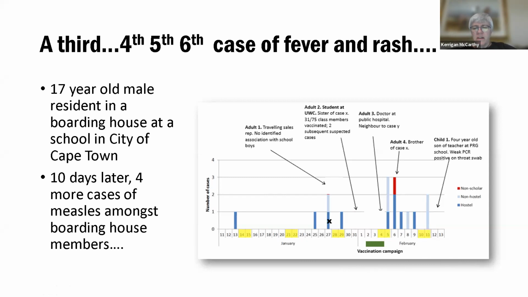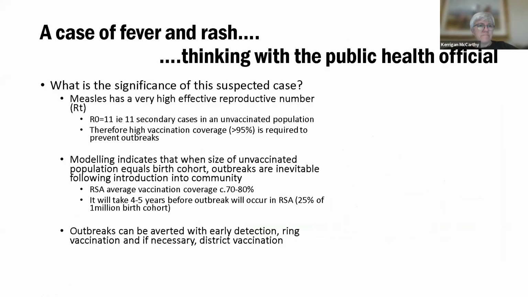the Western Cape. A rapid vaccination campaign was arranged, and there was a decision made to vaccinate everybody under the age of 15 in the city of Cape Town and under 5 in the entire Western Cape province. And this successfully aborted the outbreak, and a massive outbreak of measles was not seen in the Western Cape. So, what is the significance of this case in the boarding house?